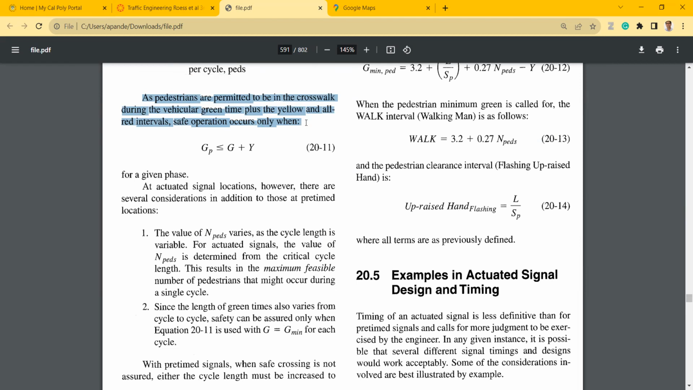So in the problems, they will say, in some cases, some jurisdictions, pedestrians are permitted to be in the crosswalk during vehicular green time plus yellow and all red, then you do G plus capital Y. But there might be jurisdictions that do not allow pedestrians to be in the crosswalk during the yellow and all red interval. Then your GP must be less than or equal to G in that scenario. Does that make sense? Right? If your pedestrians are not allowed, so if this situation was reversed, you'll take out this Y from this equation. If pedestrians were not allowed.